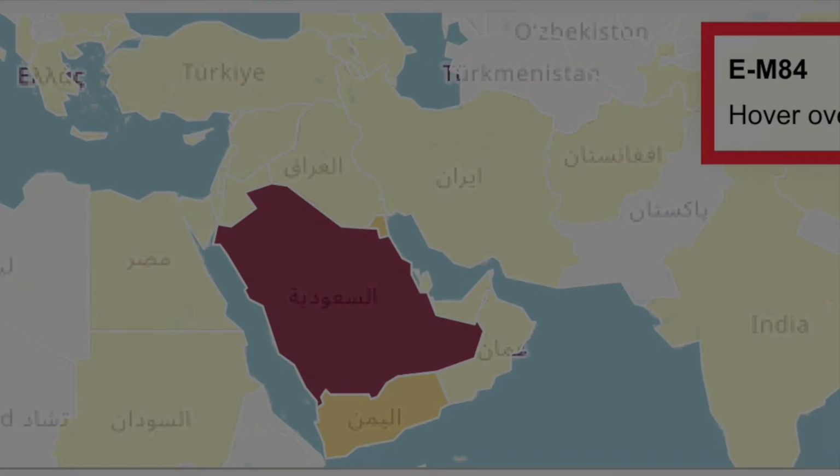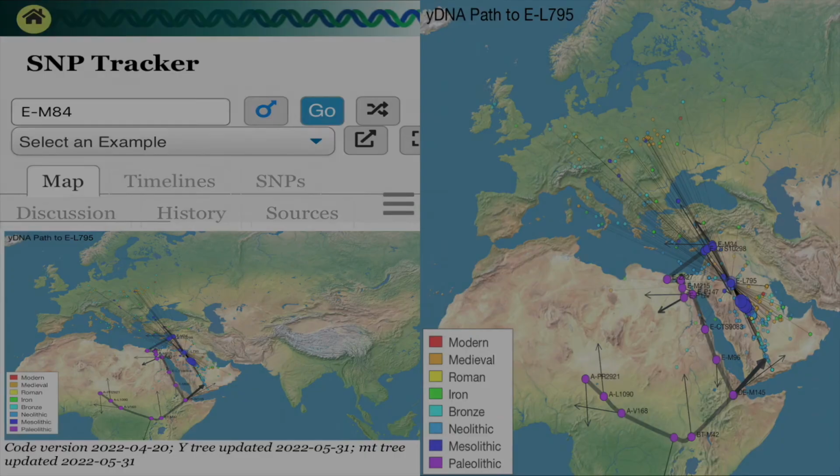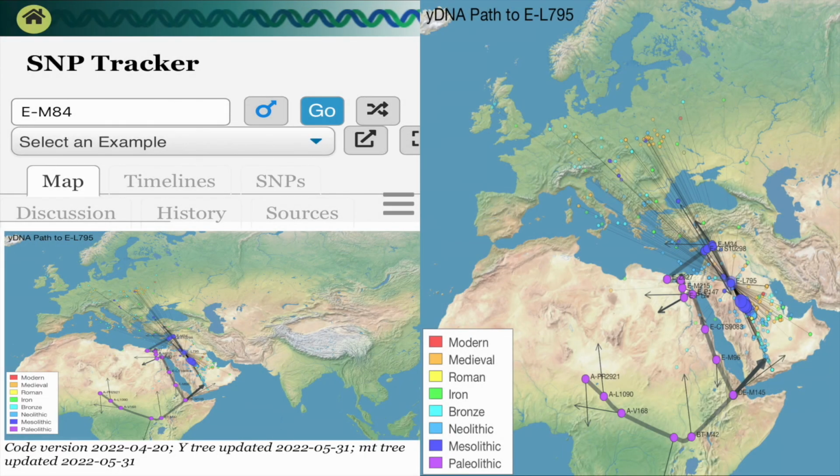Also, if you type in Y heat map E-M84, you'll see again high distribution of this haplogroup of this subclade within Israel, the Arabian Peninsula, Kuwait, Oman, Yemen, and even parts of Eastern Africa, but also throughout the Mediterranean world as well. And if you type in on S&P tracker E-M84, you'll see a split of Semites from the Levant going into the Arabian Peninsula and from the Levant going into the Mediterranean and Europe, as well as other parts of the Middle East.